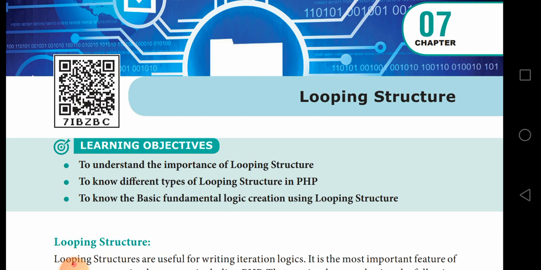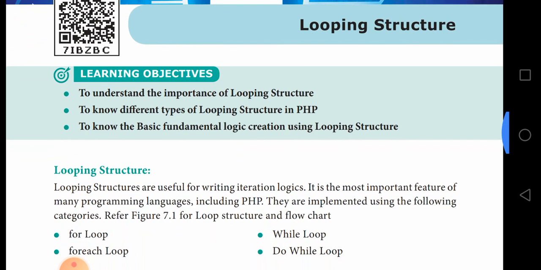So what is looping structure, children? Looping structures are useful for writing iteration logics. It's the most important feature in many programming languages including PHP. What is meant by iteration, children? We are setting a condition and initializing the value I is equal to 0, that is initializing the value, and I less than or equal to 10, and I plus plus.